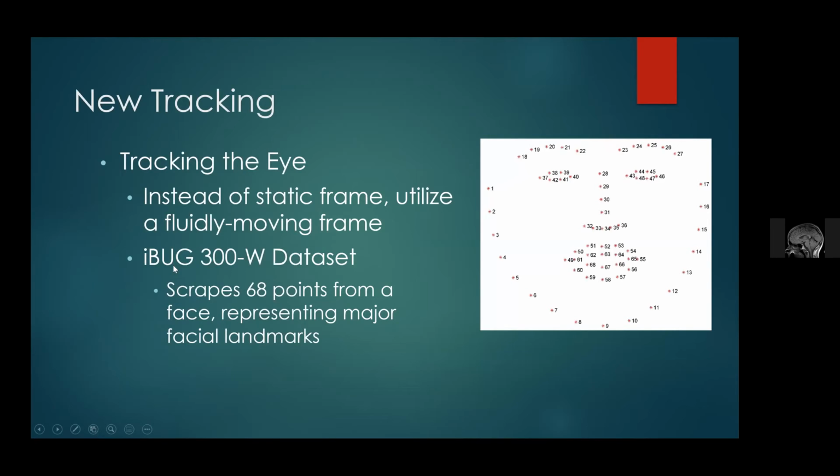iBUG 300-W dataset, which stands for Intelligent Behavior Understanding Group, made by Christos Sagonas and Stefanos Zafeiriou, sorry if I butchered those names, from Imperial College London. And with this dataset and some additional modifications made to it, we can scrape 68 points from a face representing major facial landmarks. As you see on the screen, we can see the general jawline, eyebrows, both eyes, a nose, and lips.